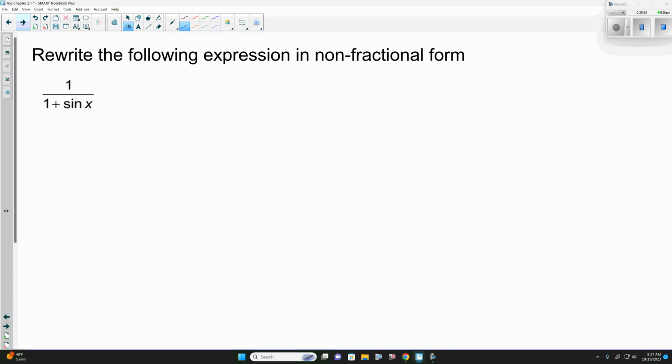Rewrite the following expression in non-fractional form. We need to get it out of a fraction. Now, what we're going to do is rationalize the denominator. That's really what we're going to try to do. And there's a reason to it, and it will make sense as we do this. It's not something that most would instinctually go towards. Multiplying the top and bottom by 1 minus sine of x.